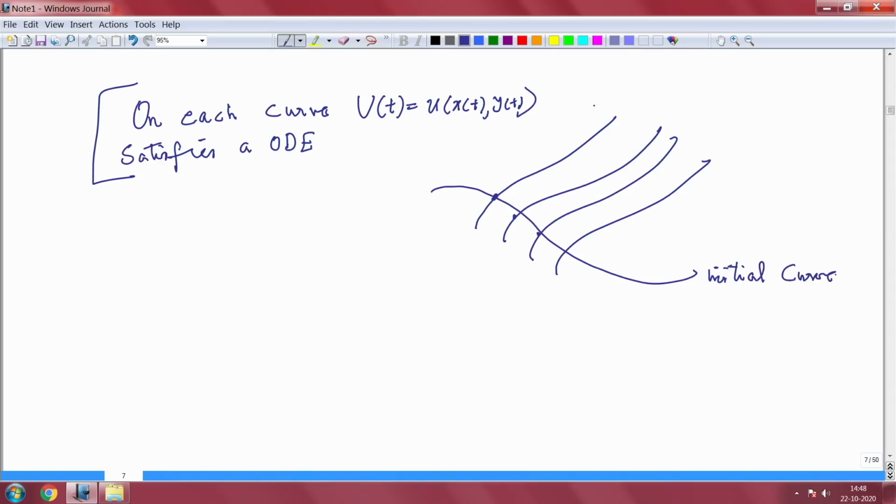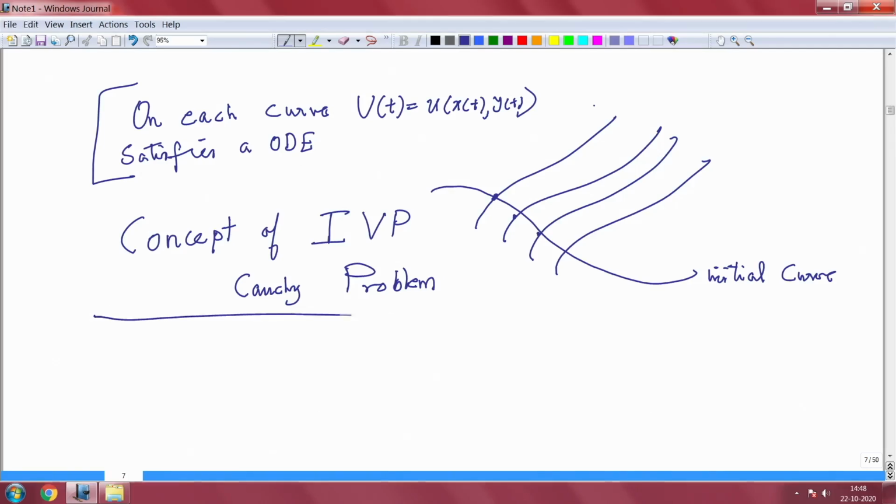and on that initial curve the value of u is known to you, then you can determine u effectively. So, that leads to the concept of an initial value problem, which is also called the Cauchy problem. Let me describe the Cauchy problem, and then after that I will stop this lecture and we will continue in the next lecture.